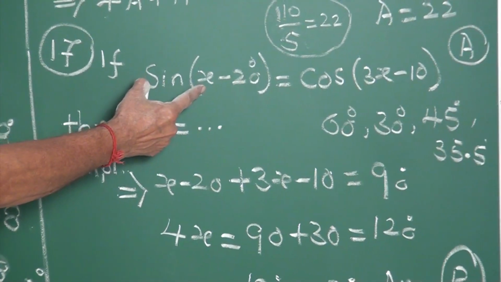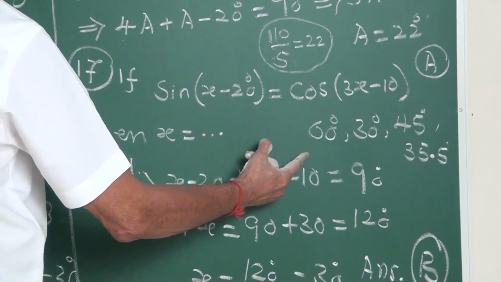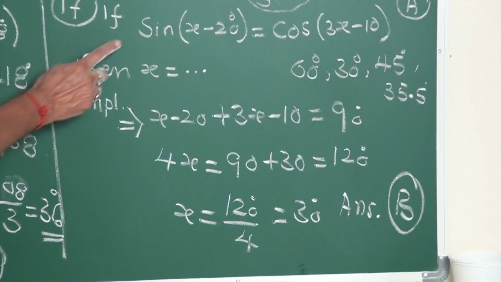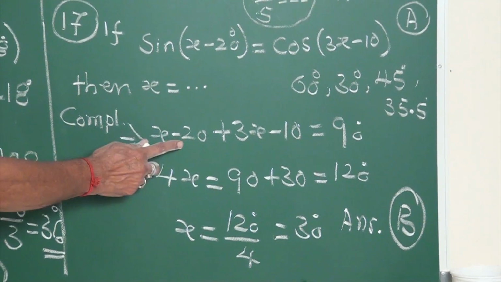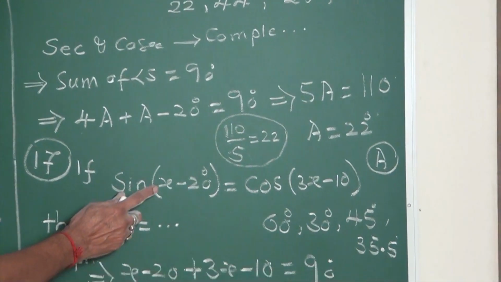Question 17. If sine of x minus 20 equals cos of 3x minus 10, then the value of x is dash. Direct. Simply I have written complementary. Sine, cos, complementary. I have not written the sum of the angles directly.